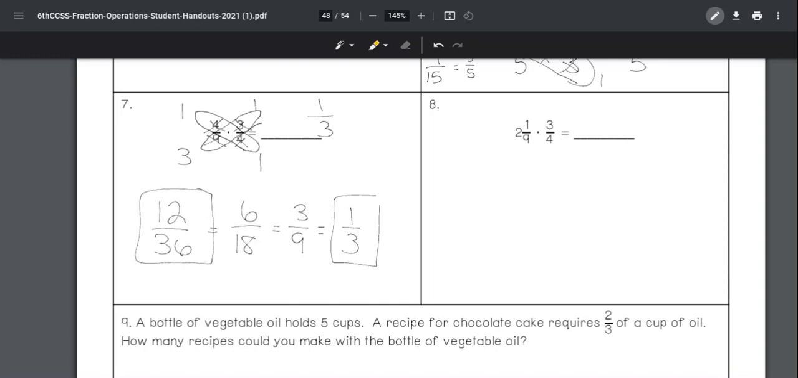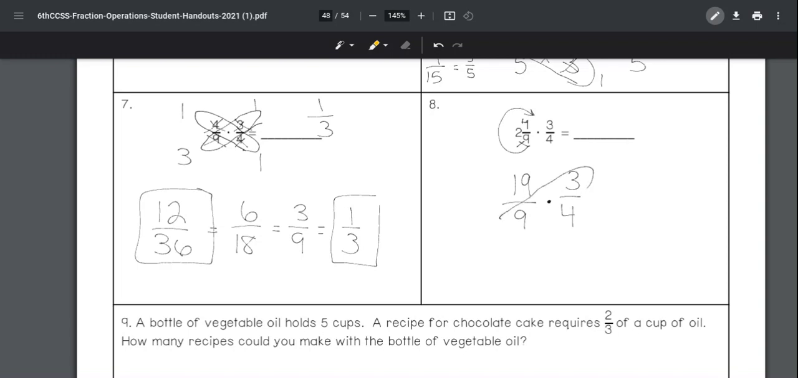All right, 2 and 1/9 times 3/4 for problem number 8. Once again, I can't solve this right now because I can't have a mixed number. So we have to use that MADC method. 9 times 2 is 18. 18 plus 1 is 19. And we keep our bottom the same. Times 3/4. 19 and 4 have nothing in common, so we can't change anything.